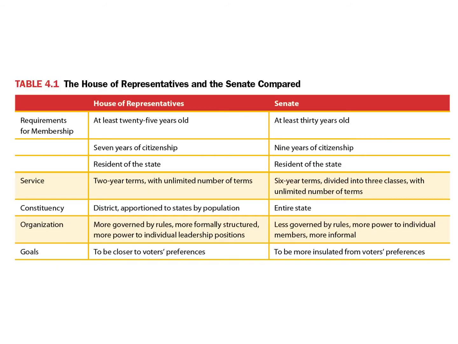Let's compare the two. So we're going to do the House of Representatives on that left column and the Senate on the right. In terms of membership requirements for the House, you must be 25 years old, a citizen for 7 years, and you must live in the state where you're chosen. Notice I didn't say district where you're chosen, I said state.